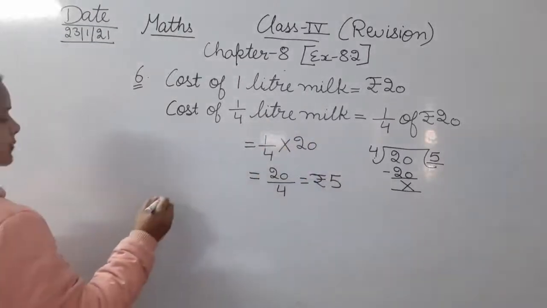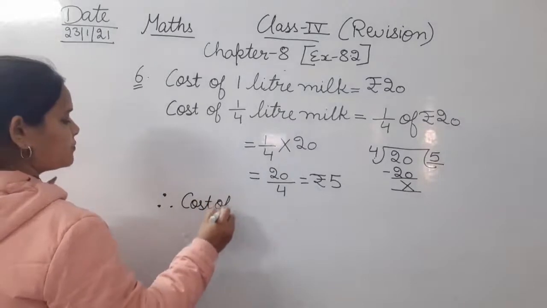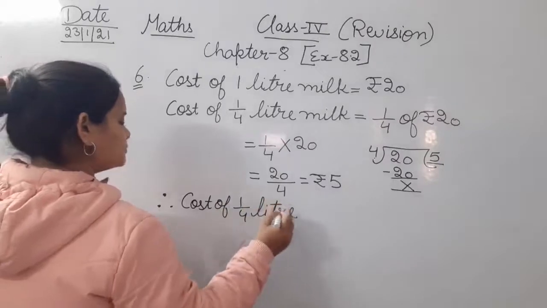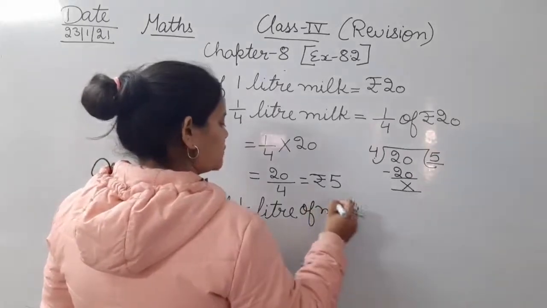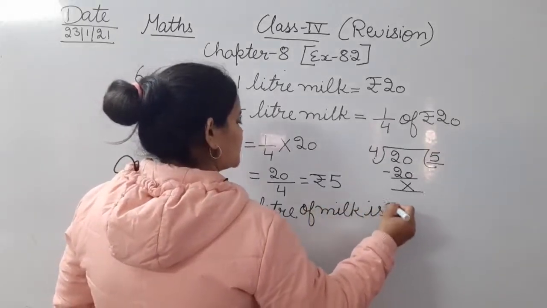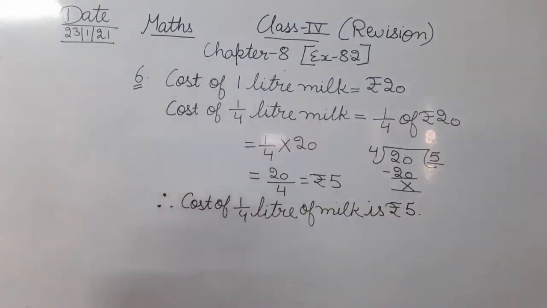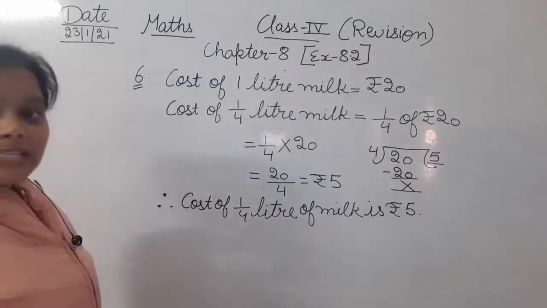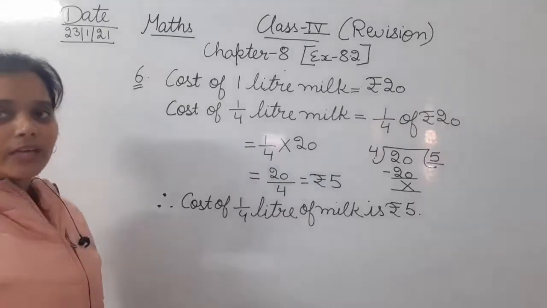5. Okay, therefore cost of 1/4 liter of milk is rupees 5. This is the cost of 1/4 liter of milk. Okay, so this is the solution from exercise 8.2. From question number 6, you can pause it here and note it down in your notebooks very clearly and in a good handwriting as well. Clear?